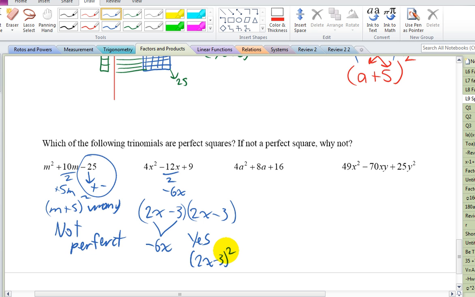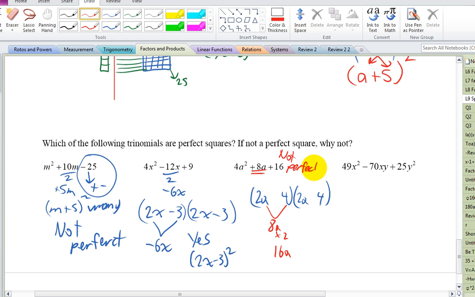Okay, try the next one. Go. 2a and 4, 2a and 4. Do these multiply together to give you 8? Yep. Then double it, and you get 16a. Is that following the pattern? No, because we don't have 16a. What do we have? 8a. So it's not perfect.